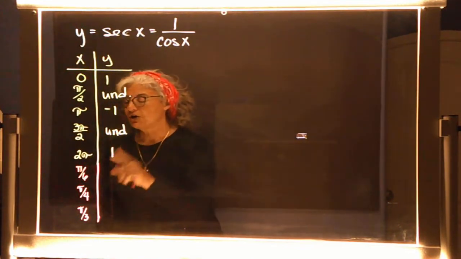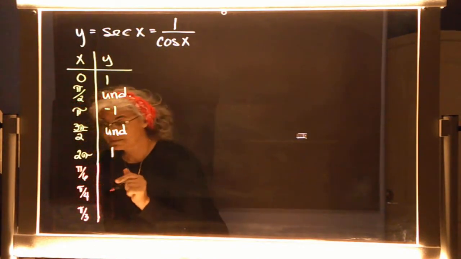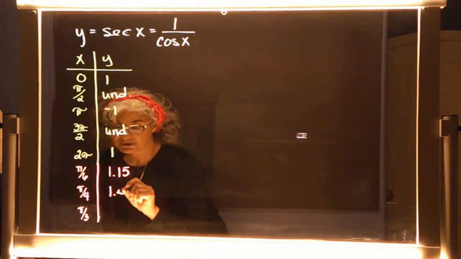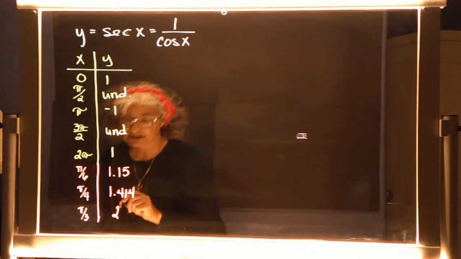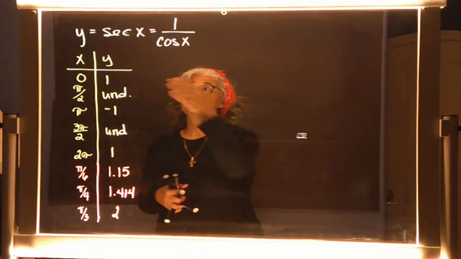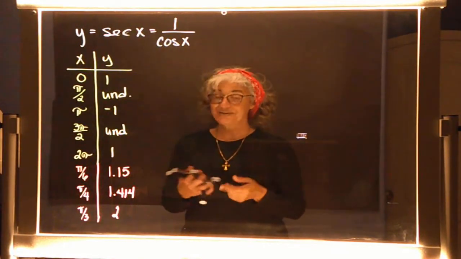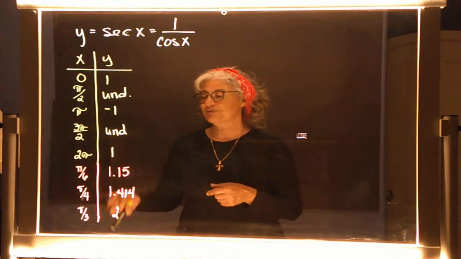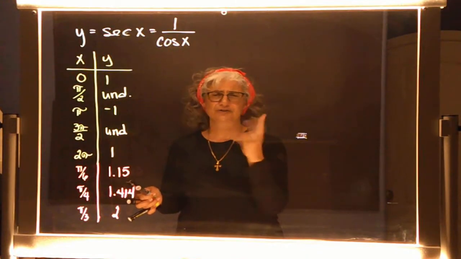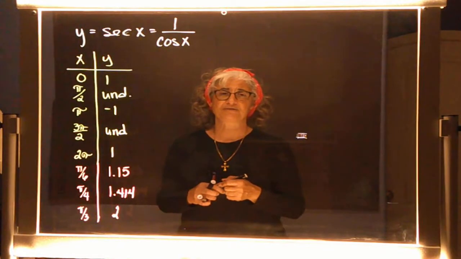Trust me. Okay, so at pi over 6, I got 1.15. At pi over 4, I got 1.414, and then at pi over 3, I got 2. Gee, it almost looks like the exact same numbers from the cosecant graph, except they're in reverse order. Well, it kind of makes sense, right? Because we're talking about a 30-degree angle and a 60-degree angle, and those guys, their cosines and sines are like opposites of each other, so to speak, right?